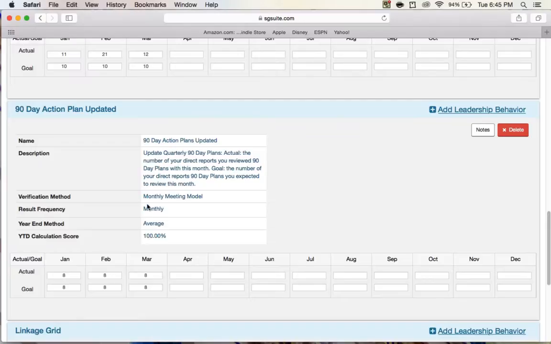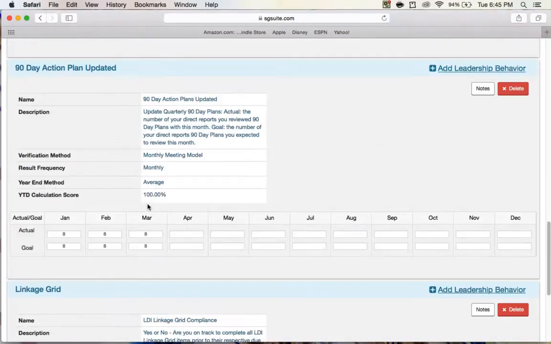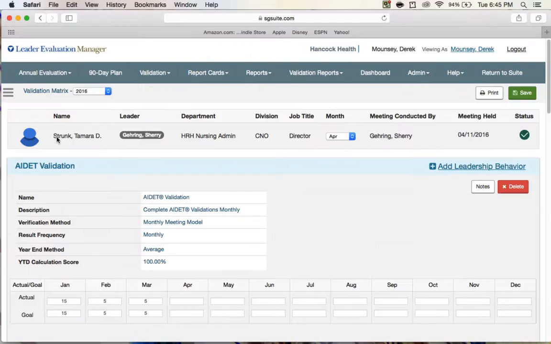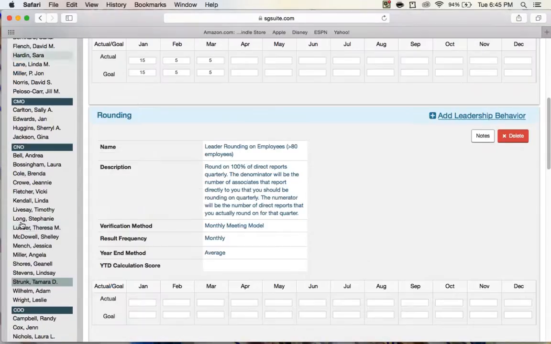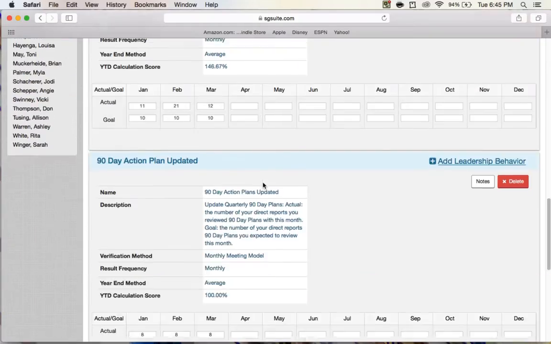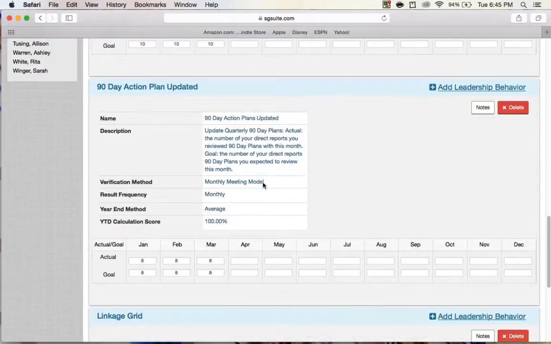So I'm currently in Tammy Strunk's LEM right now, and as many of you know, she oversees several departments and has multiple people in the LEM. You can see on the sidebar, multiple people in the LEM that report to her, so they have their own 90-day plans as well. So under Tammy's validation matrix item, as she's preparing for her meeting with her supervisor, Sherry, you'll see that she has 8 total people, her goal, in LEM that she has to meet with and make sure that they've updated their 90-day plans.